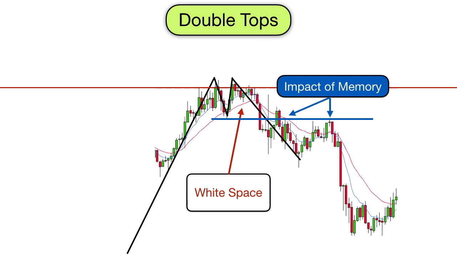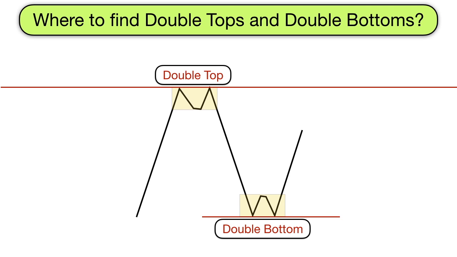Sometimes, however, we don't always get what we want and prices behave in a way that we wouldn't have expected, and this is just what happens in trading. It's a good reason to make sure that all your criteria for a trade are met before you risk your money. So where do you find double tops and double bottoms?